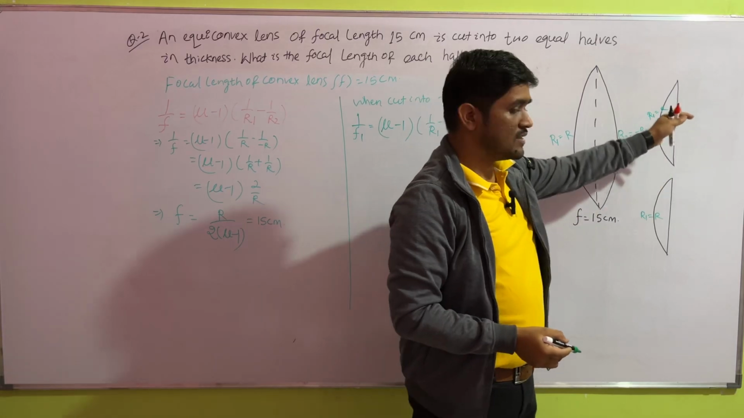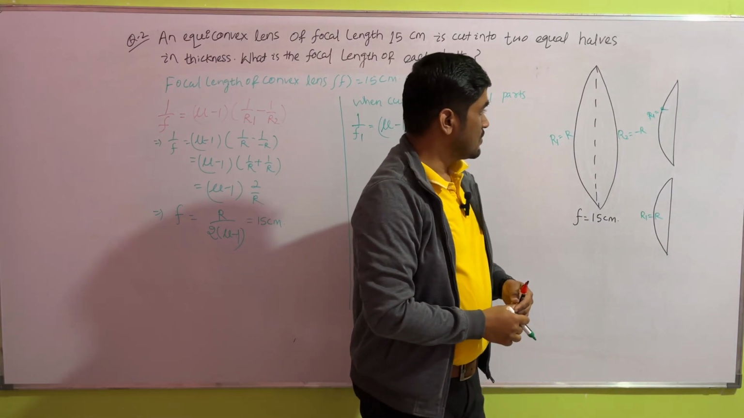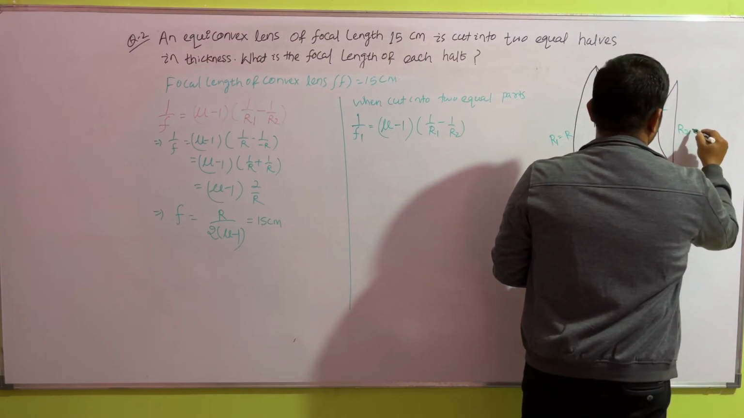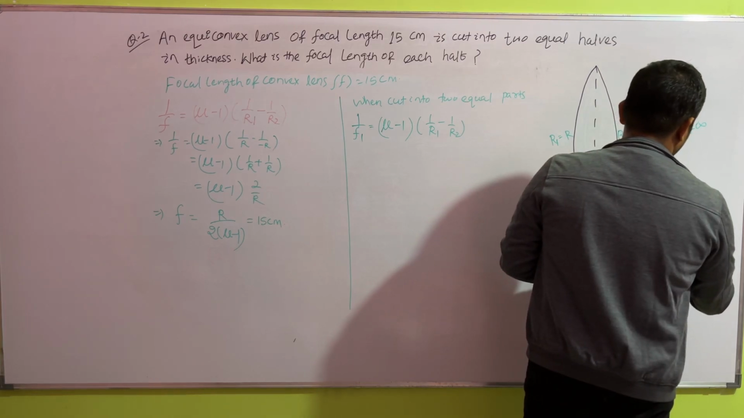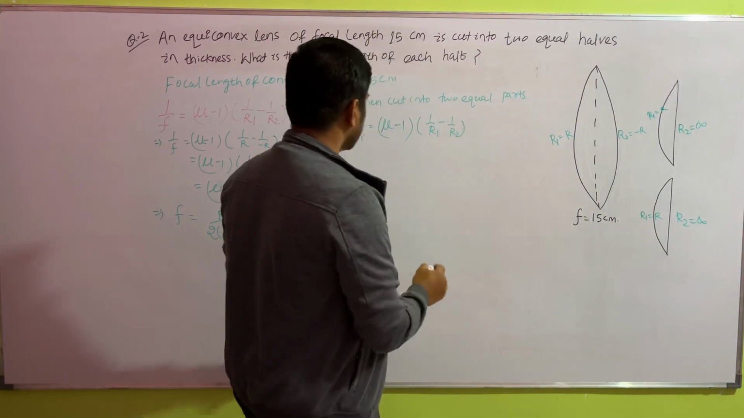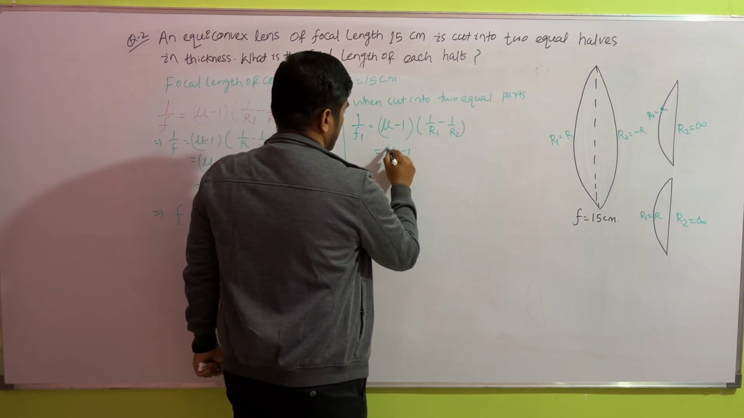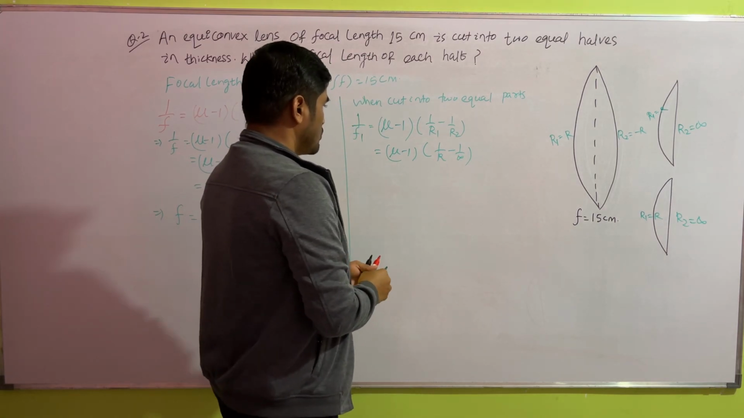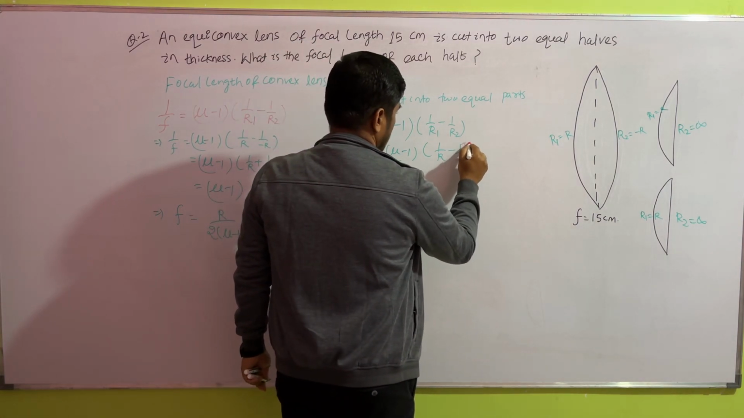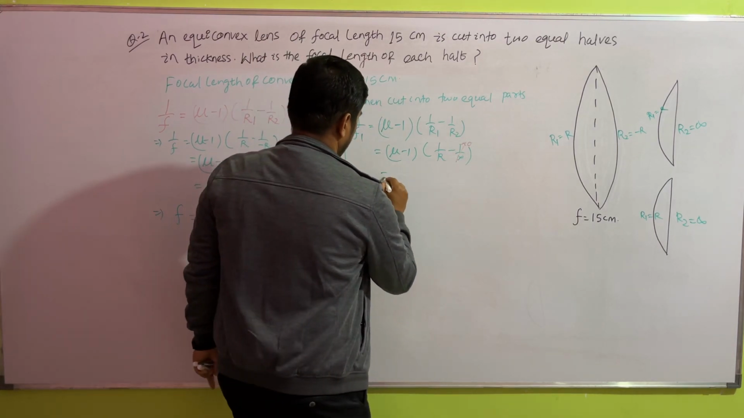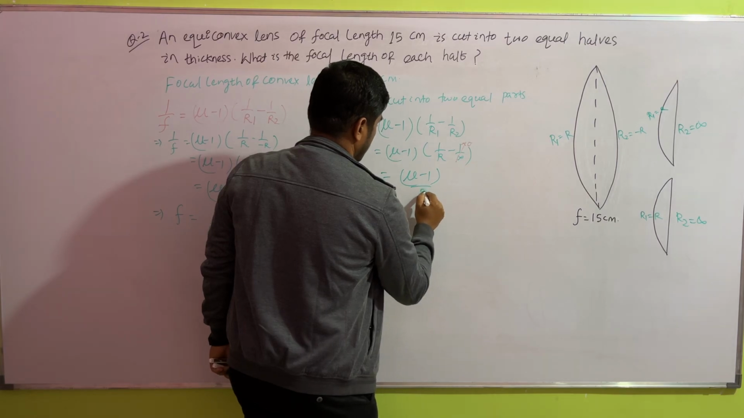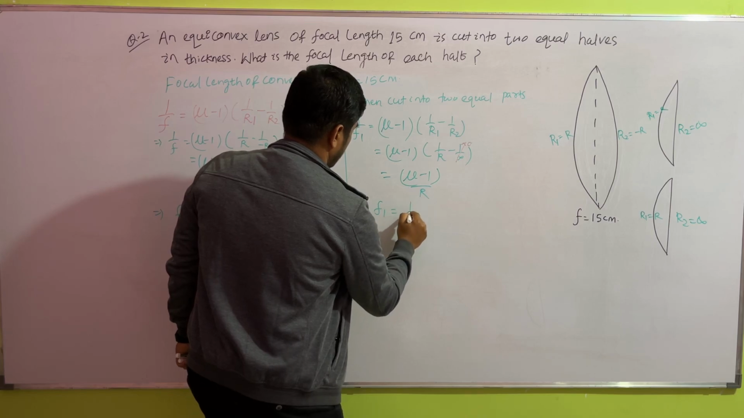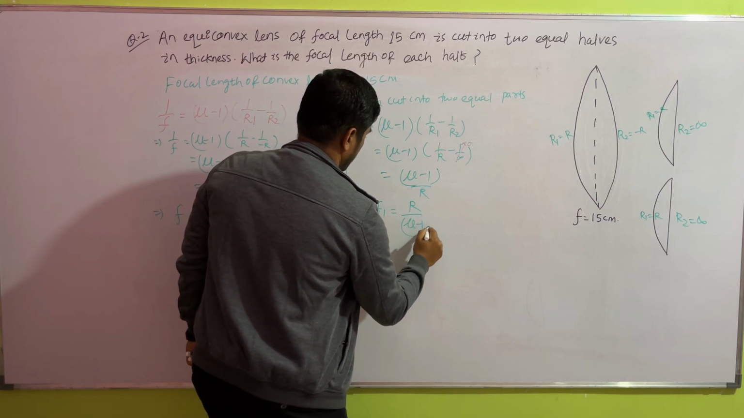And for the second surface, this is a plane surface. For a plane surface the radius of curvature is infinite, so here R2 will be infinite, here R2 will be infinite. So 1 divided by f1 will be mu minus 1 into 1 divided by R minus 1 divided by infinity. So 1 divided by infinity is 0. So this will be equal to mu minus 1 divided by R. That implies f1 will be equal to R divided by mu minus 1.